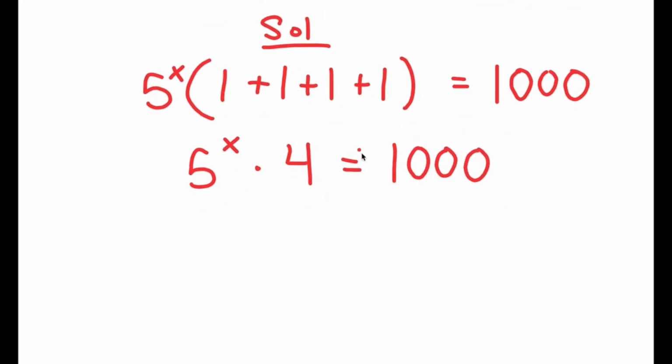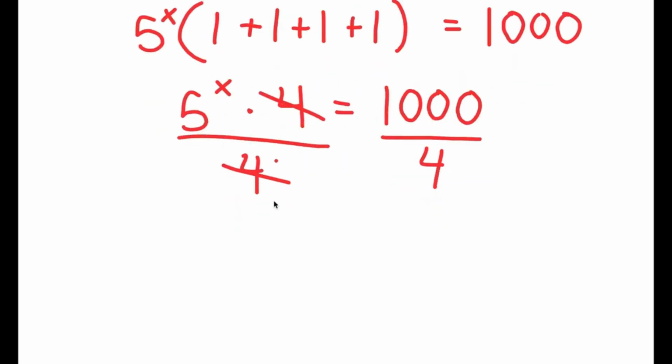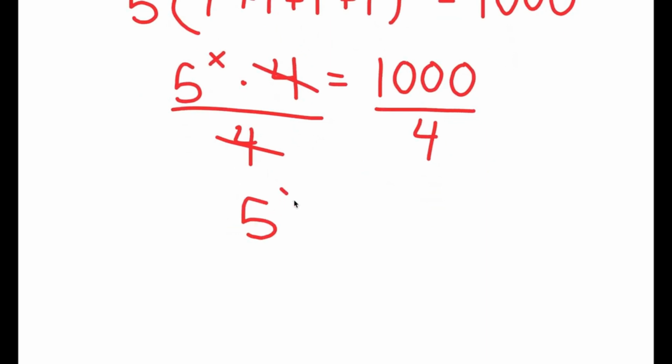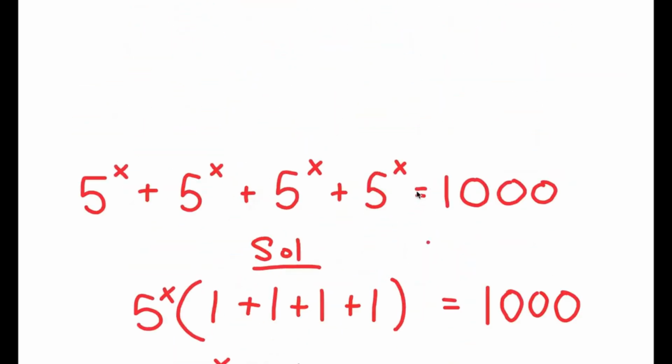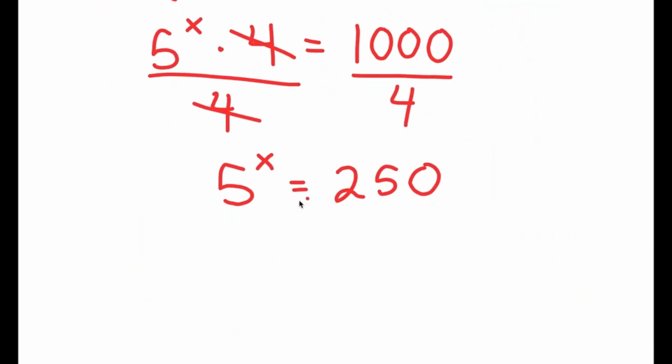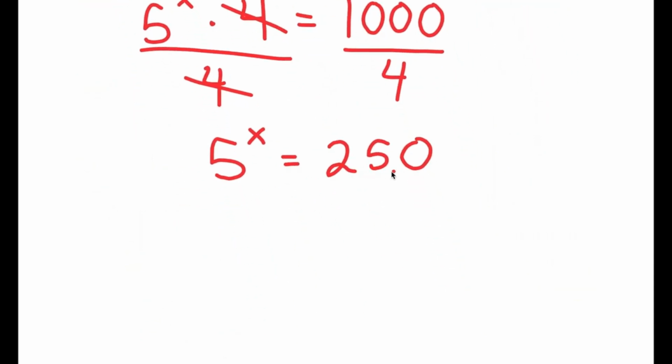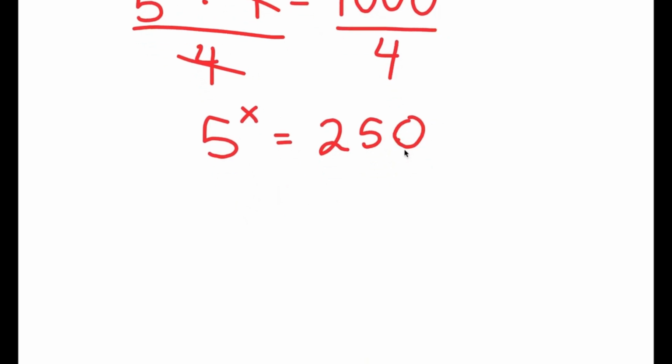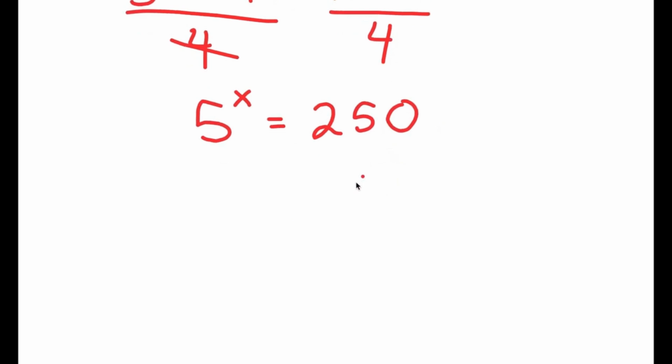Now, we want to isolate x, so I'm going to divide both sides by 4. So then these two cancel out, and I get 5 to the power of x is equal to 1,000 divided by 4, which is 250. So, from this large equation here, we got up to an equation that is significantly smaller.